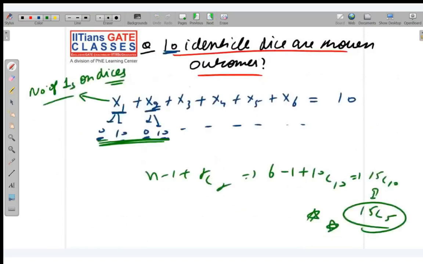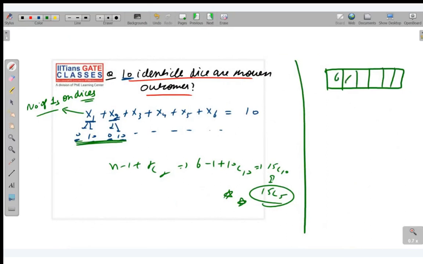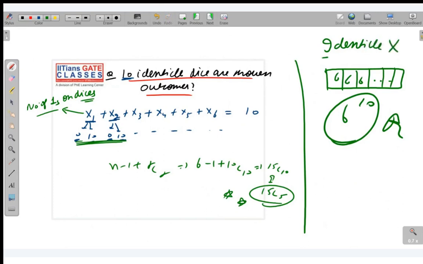Okay, and if they say 10 dice are thrown, how many outcomes? Let me show you that also. So that will be simply the box method. Every dice has 6 possibilities. So 6 power 10. That is very simple. If the word identical is missing, then this is our answer, 6 power 10. Okay, now I will jump to the next slide.